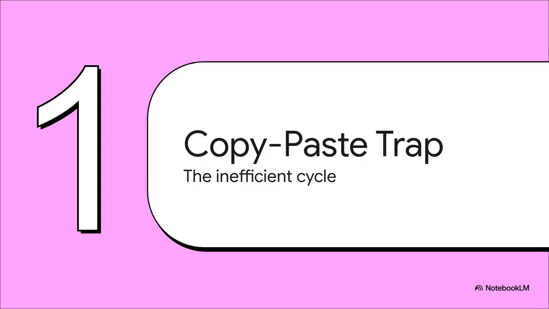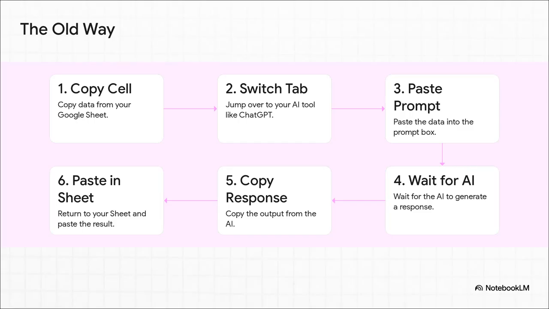So let's really get into what we call the spreadsheet copy-paste trap. We're going to break down this crazy, inefficient cycle that I am willing to bet you know all too well. Here it is, the 6-step shuffle.